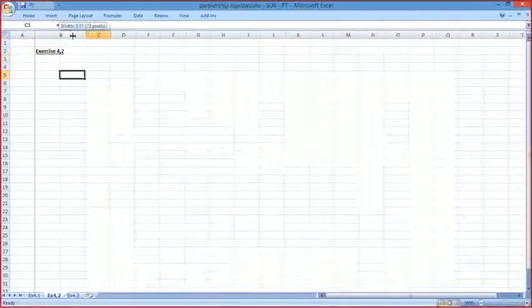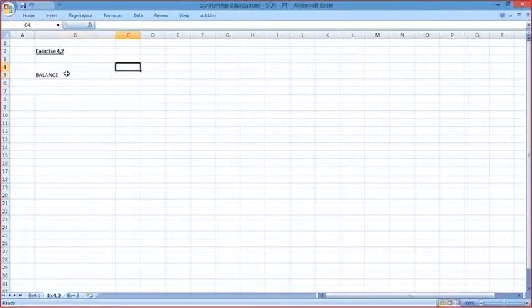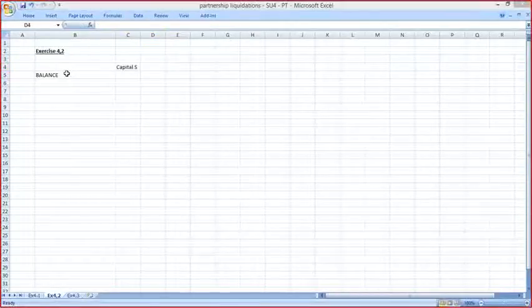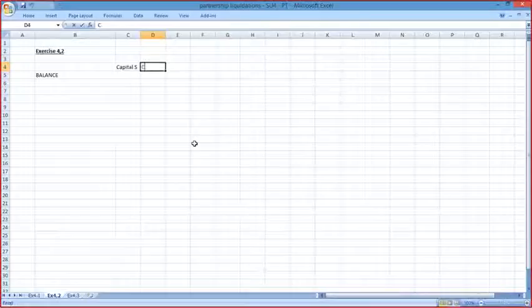So when doing a piecemeal liquidation, we need to draw up a table of values. I'm going to go to the workings here. We're obviously going to start with a balance. We're going to have capital for all these partners. Capital S, A and R. Let's put that in. Capital S, capital A and capital R. There we go.